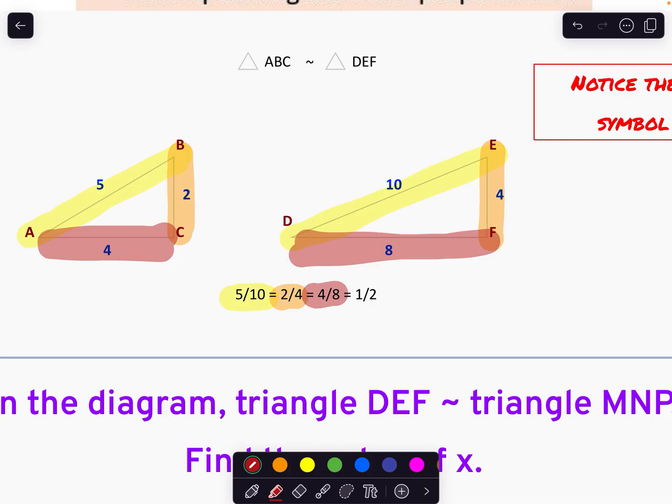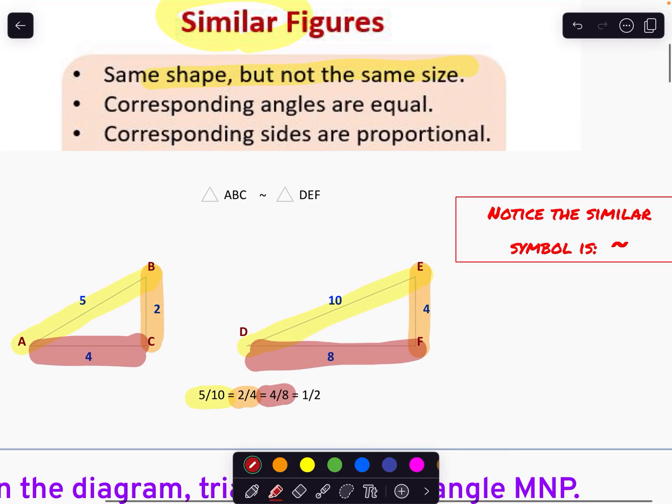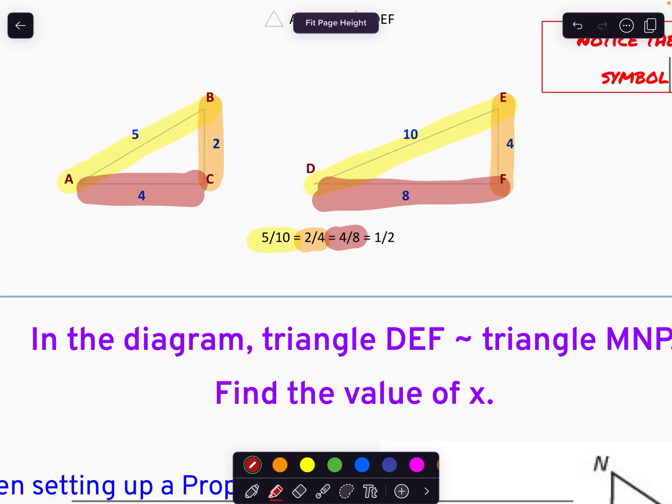So what you'll notice is, like it says here, the corresponding sides are proportional. That means each of these ratios we created, they all simplify to 1/2. 5/10, 2/4, 4/8. They all simplify to 1/2. So you should see that happen with a similar figure.